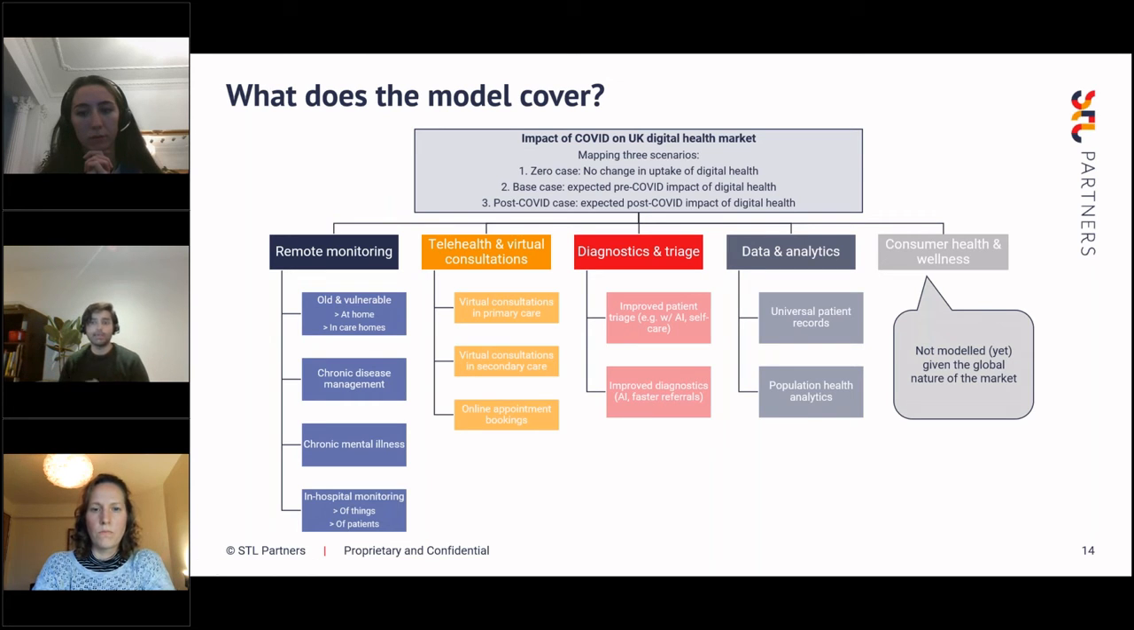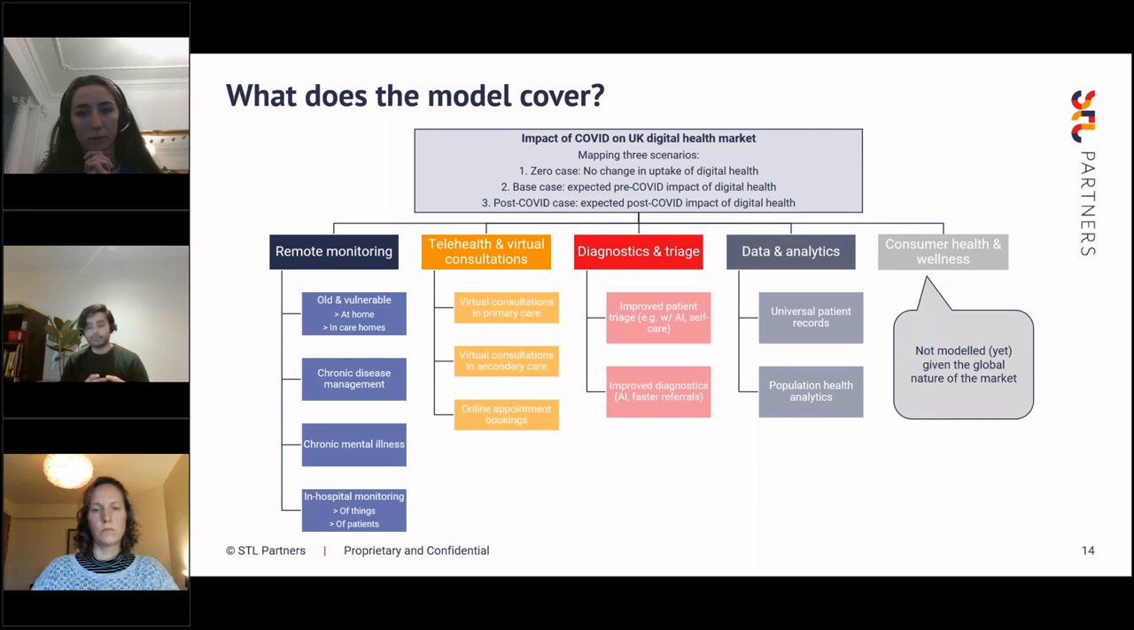haven't modeled yet in the UK based on the global nature of the market. In the others, there's very clear, concise data, and it's very easy to segment. In consumer wellness, because of the global nature of the market, not only is the data less reliable, but it also has less of an opportunity, we feel, for the telecoms industry.